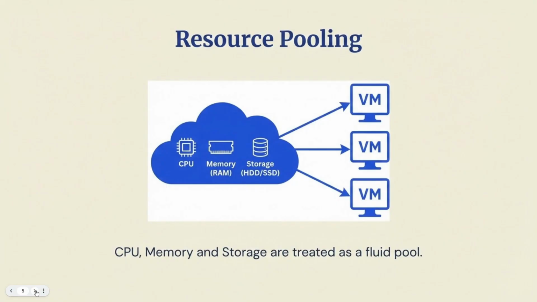Now, let's understand resource pooling. Once the abstraction layer has removed the direct link between the OS and hardware, we are able to pool the resources together. This means the hardware resources are now treated as shared instead of exclusive to just one operating system.